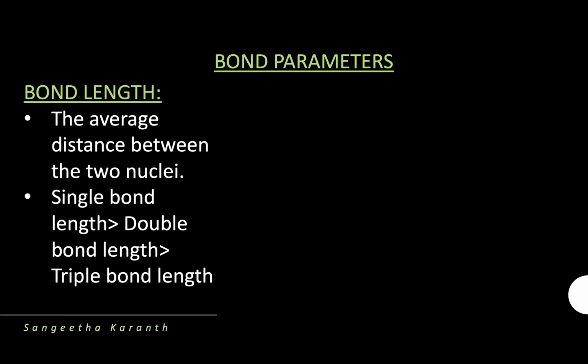Next, coming on to the concept of bond parameters. Under bond parameters, we'll be seeing three different parameters: bond length, bond angle and bond energy. First, coming on to bond length. As you all know, bond length is nothing but the average distance between the two nuclei. You also know that the bond length of a single bond will be more than that of a double bond, and it will be more than that of a triple bond.